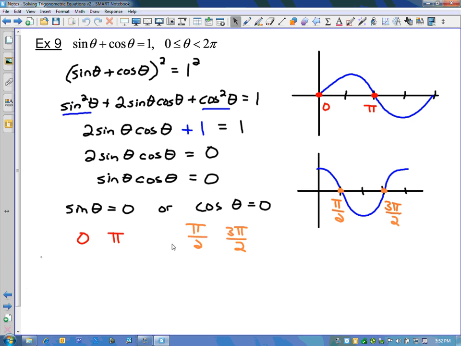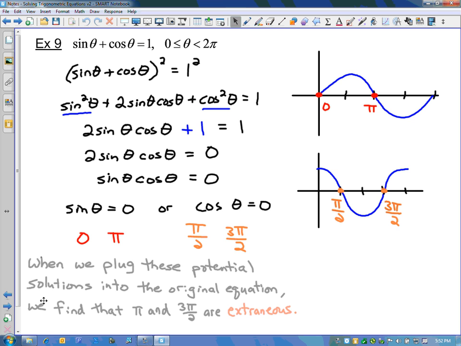Now here's the important part. Remember that these are just potential solutions until we actually plug them into the original equation and verify them. But when we do that, you'll find that of the potential solutions, pi and 3 pi over 2 are extraneous. They don't work in the original equation.